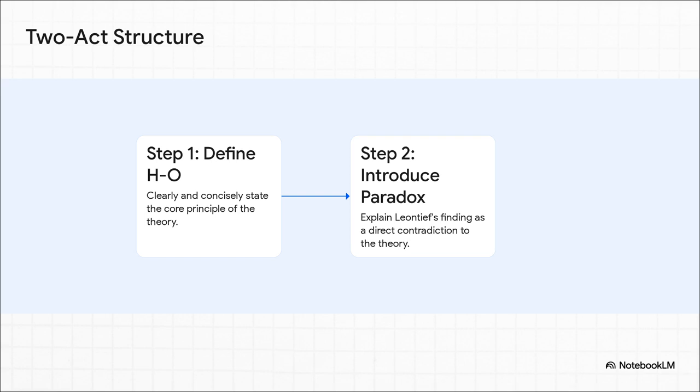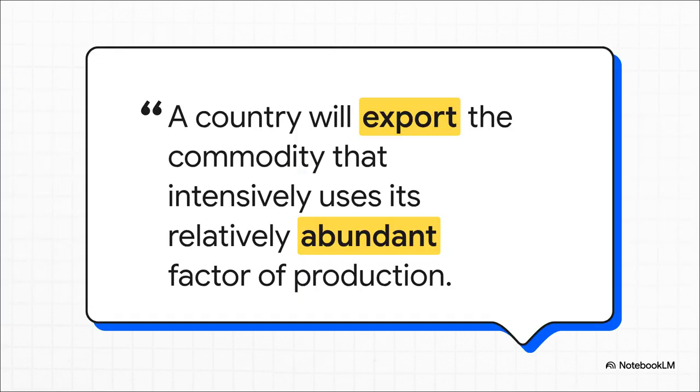Let's see what that looks like in practice. Here's the first half of our model answer. This is perfect. It's academic, it's precise, and it gets straight to the point. Notice the keywords: export, what's abundant; import, what's scarce. No fluff, just the core principle. This is how you start strong.